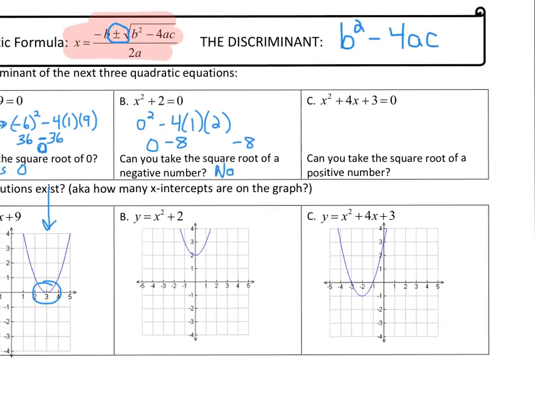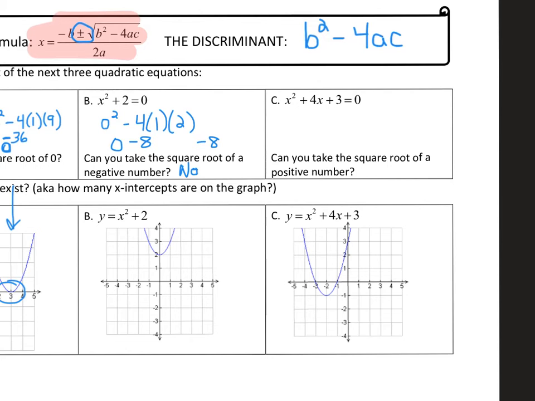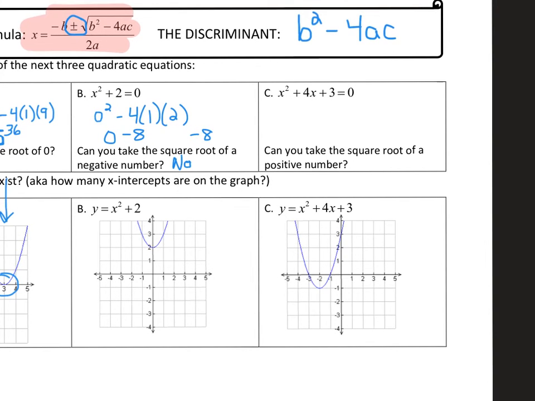So we've got one x-intercept with a vertex on the x-axis. We've got no x-intercepts. This one's probably going to be 2, right? X squared plus 4x plus 3. Well, if I were trying to solve for the x-intercepts, I would actually factor that. But let's just practice with the discriminant.